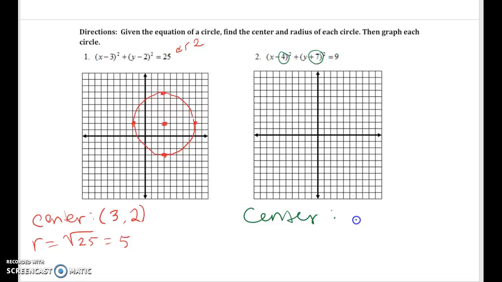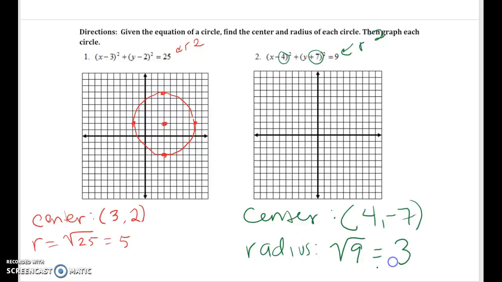So our center will be 4, -7. Our radius, again, this is r squared. So we're going to take the square root of 9, which is 3. And we're going to plot our center on our axes. So 1, 2, 3, 4, 1, 2, -7. And I'm going to count 3 units in each direction.